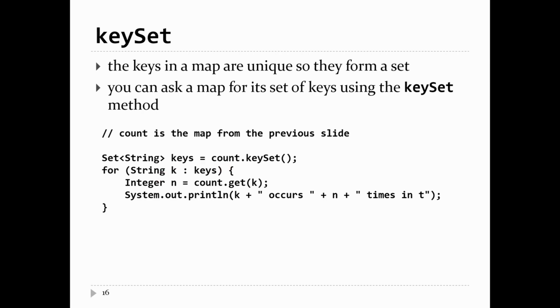Here, I'm just simply going to print out how many times each word appears in the list that we built, in the list that we looked at on the previous slide. So for each key k, I'm going to get the value from the map of counts, and that's going to tell me how many times the word k appeared in that list. And then I can print that out here, for example.